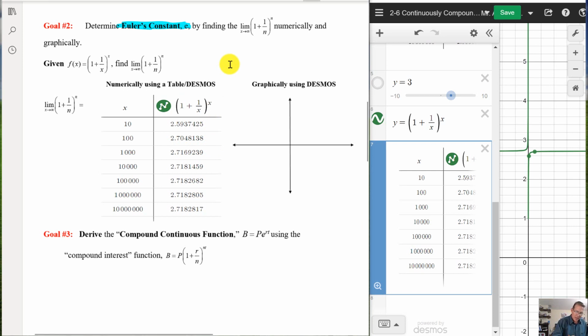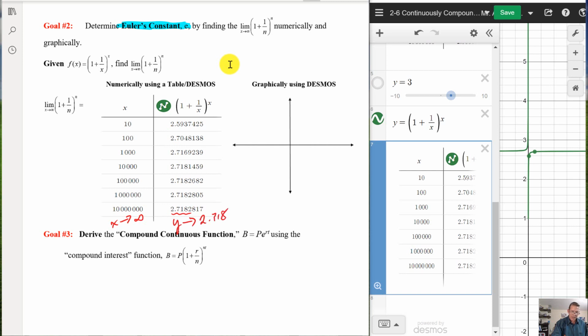So as x is approaching infinity, as x is getting really, really big, look at these y values: 2.5, 2.7, 2.716, 2.718, 2.71826. So it's not changing after 2.718. After the fourth digit, it's not changing. It is in the beginning, but not at the end. And so y is approaching, not equal to, 2.718 here.